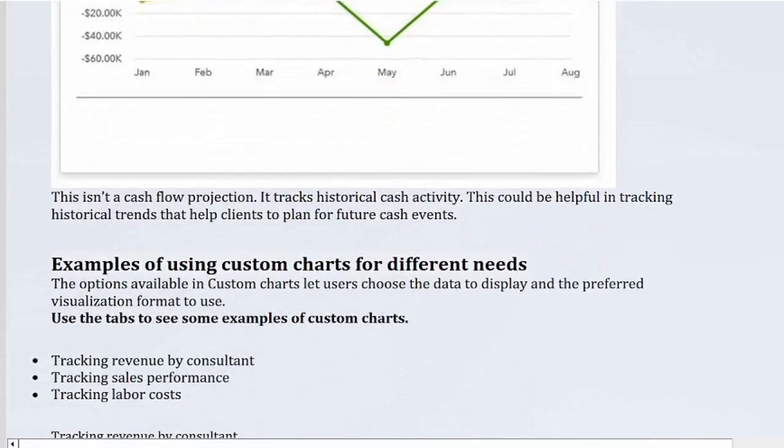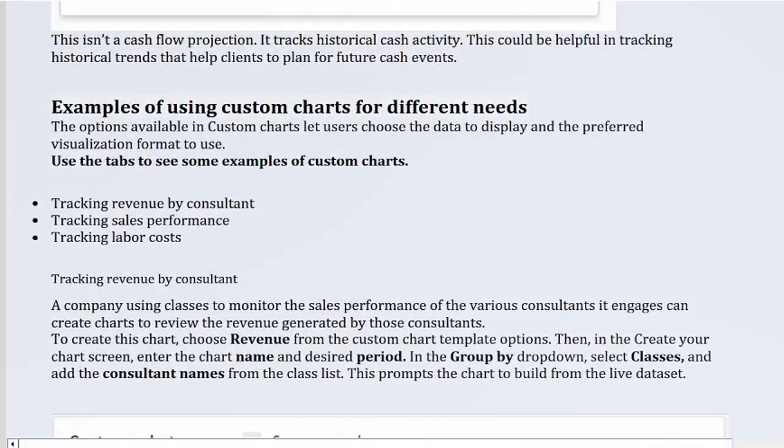This isn't a cash flow projection. It tracks historical cash activity. This could be helpful in tracking historical trends that help clients to plan for future cash events.